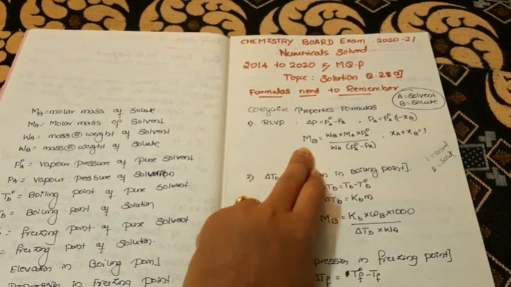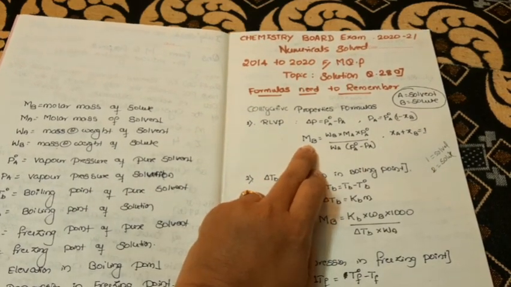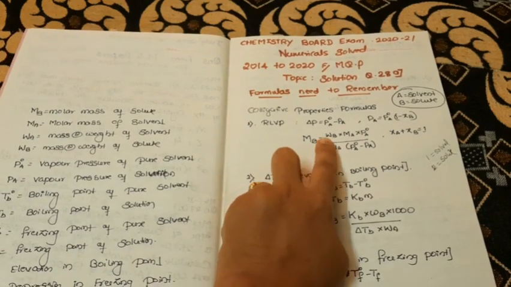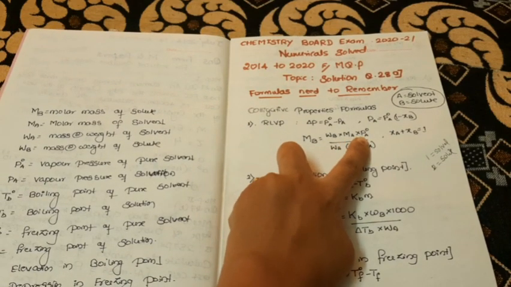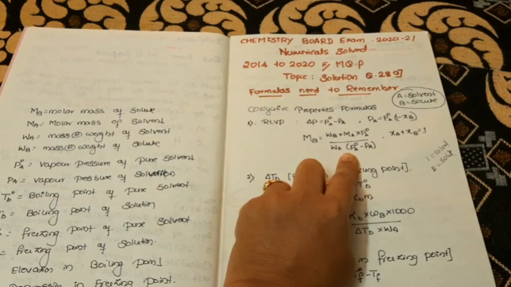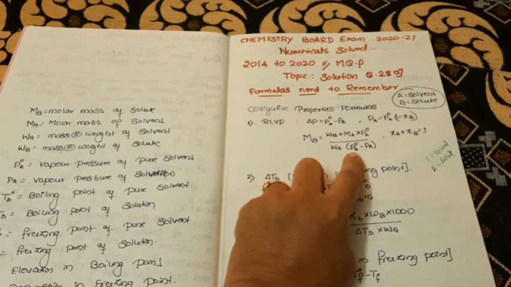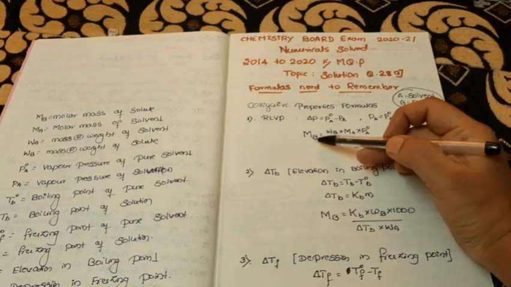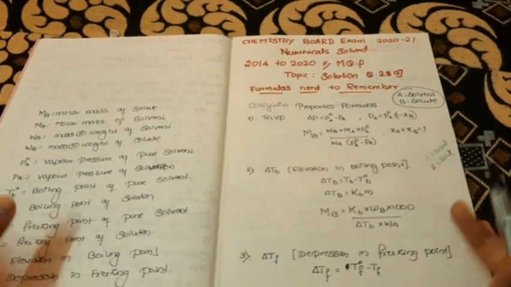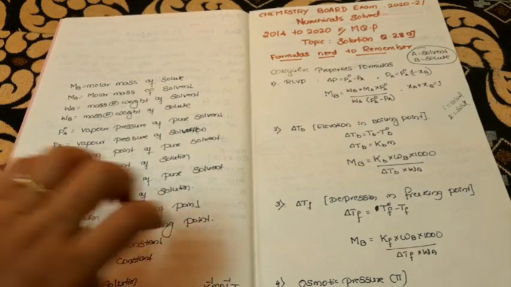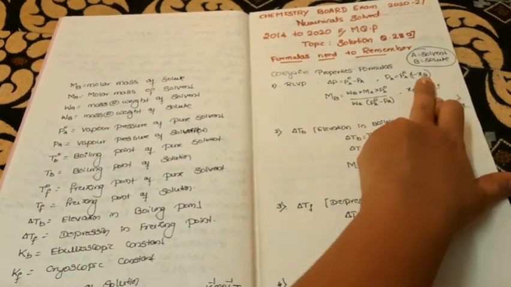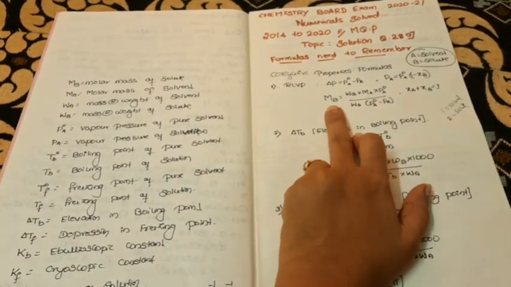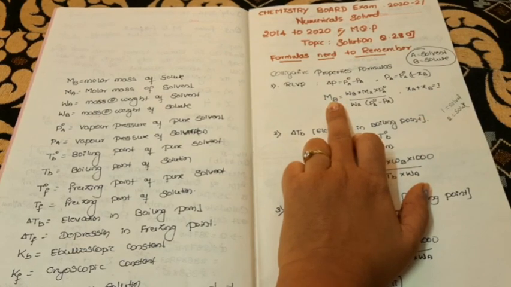Now this is very important, dear students. Here MB is equal to WB into MA into P naught A, divided by WA into P naught A minus PA. What is MB? Here I have written what all those terms mean. MB, B means the solute, and capital M represents the molar mass of the solute.